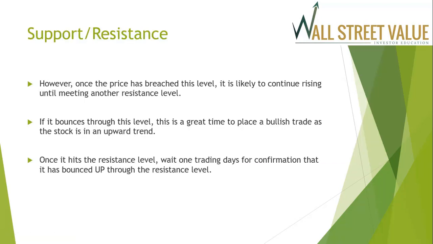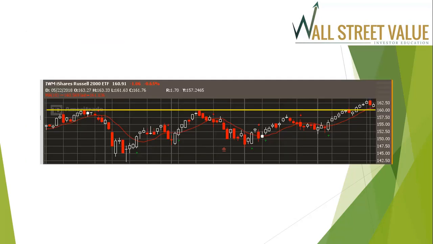Once the price has breached this level, it's likely to continue rising until meeting another resistance level. If it breaks through this level, this is a great time to place a bullish trade as the stock is now going to be in an upward trend. Once it hits the resistance level, wait 1 or 2 trading days for confirmation that it has bounced up and through resistance. Take a look at the stock again, IWM. It hits resistance, comes down, hits resistance, comes down, hits resistance, comes down. This time it hits it and then it breaks through it, which is now an upward trend.